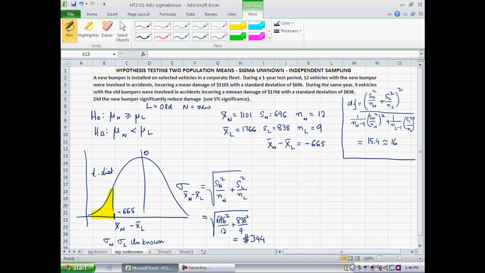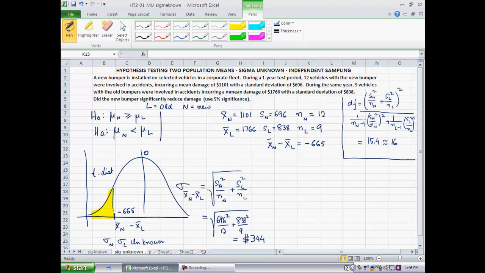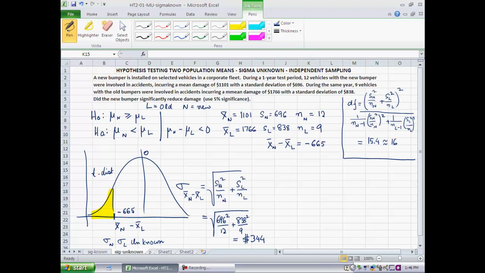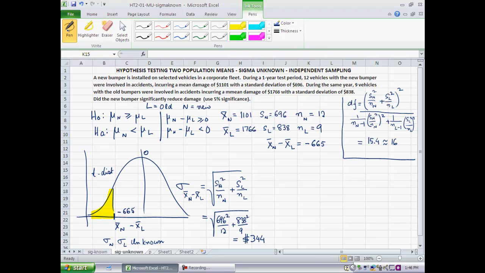Alright. So there we have the null and the alternate, and as you know from the previous problem that we worked, this can be rewritten in the following manner: mu N minus mu L is less than 0, just shifting the two variables around, and the null would be mu N minus mu L greater than or equal to 0. So there we have our null and alternate hypothesis.